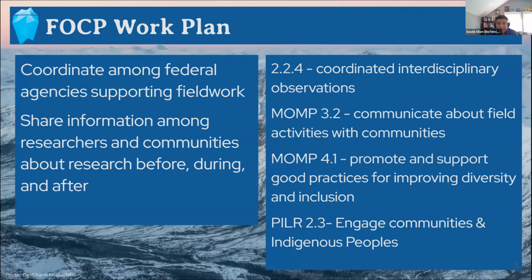You'll see on the right-hand side of the slide here, we're implicated in about 21 different deliverables under the current biennial implementation plan. You'll see on the right the primary set of work plan deliverables that we have, including the Arctic system interactions, coordinated interdisciplinary observations, monitoring and prediction, modeling and prediction, communication about field activities with communities, and promoting and supporting good practices for improving diversity and inclusion, and engaging communities, and in particular indigenous people in the field work that we actually conduct. If you could move to the next slide.